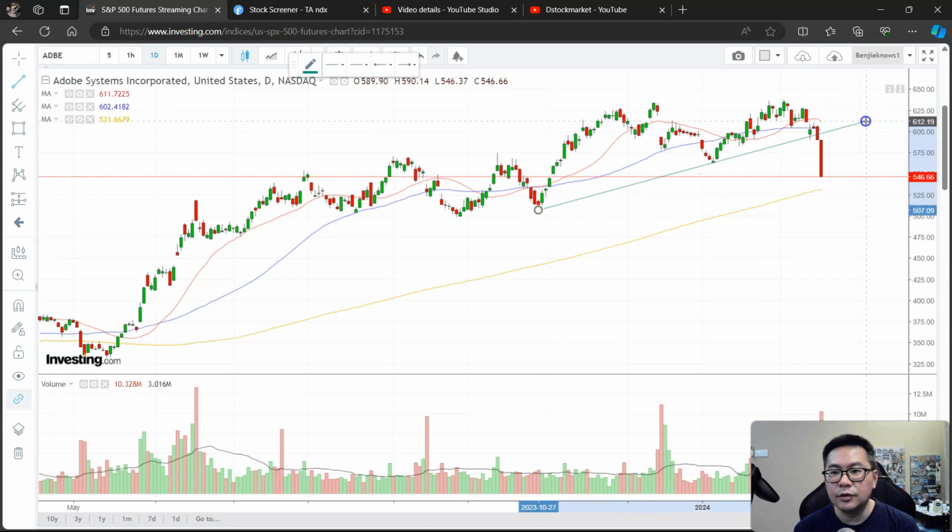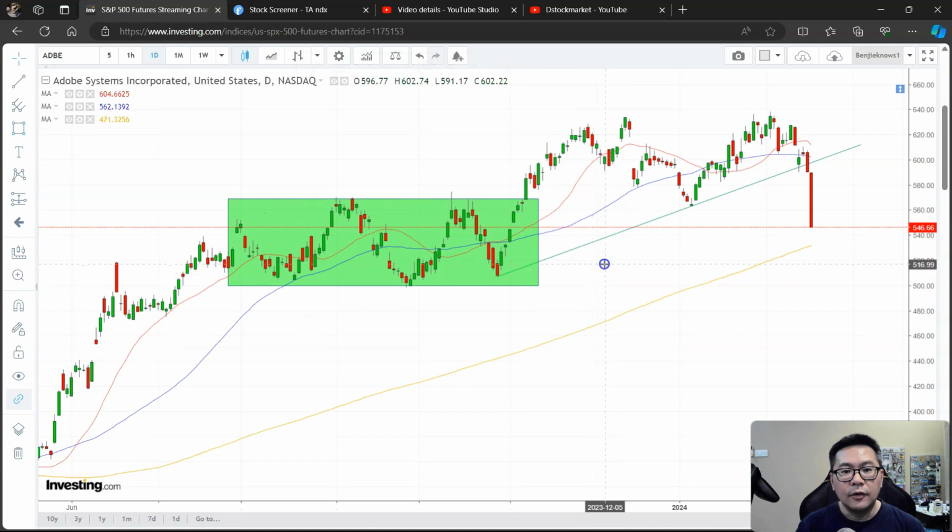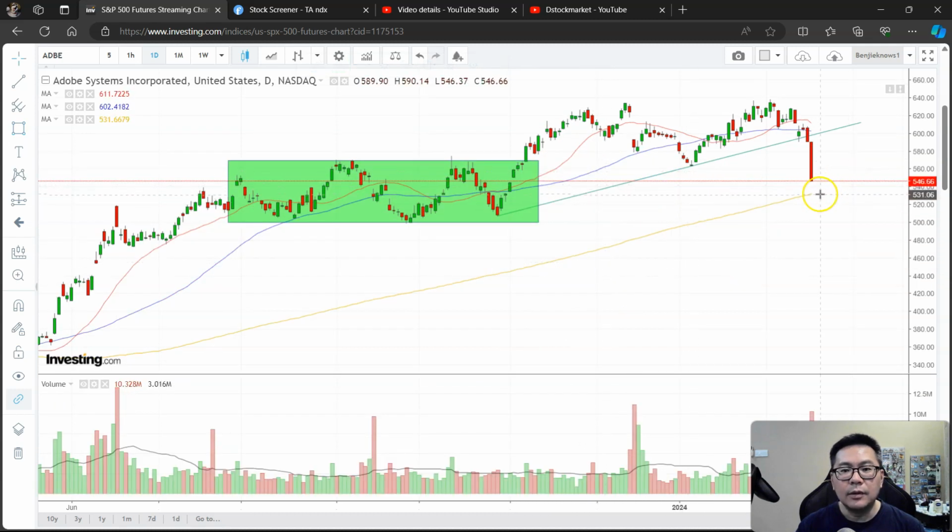Some hints that it was dropping: when it dropped below this uptrend line, it had a nasty fall. So this is an area of support actually, and because of this congestion area of support, we hope that as it falls to the 200 MA, maybe we can see it slow down, and if there's a setup, maybe we could buy the stock at a cheaper rate.